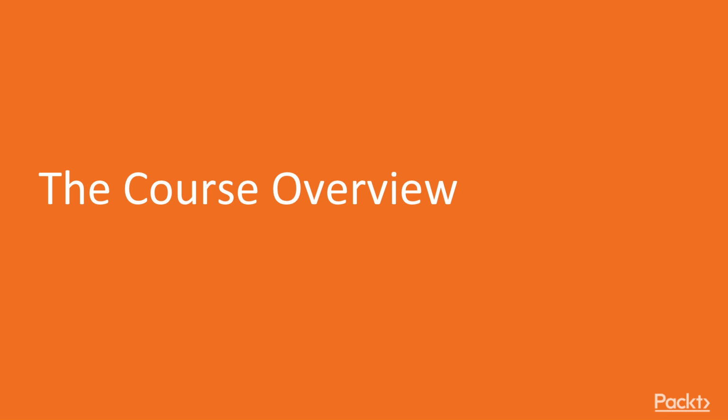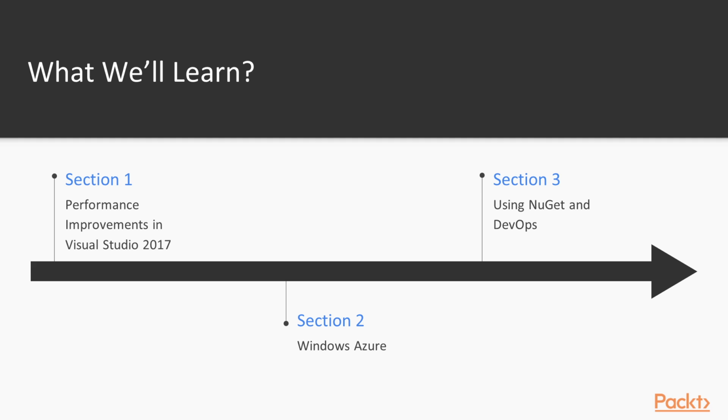The course overview. So what we'll learn in this video is about some of the Visual Studio 2017 improvements, for example, the new installer. Then we'll learn more about live unit testing, which is available with Visual Studio 2017 Enterprise. Very cool feature. We'll learn about NuGet, and we'll add the Unity framework to a console application. We'll learn about some of the Windows Azure projects. And finally, we'll learn about continuous deployment with Visual Studio 2017.